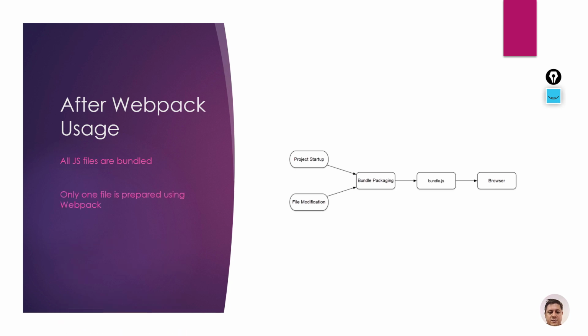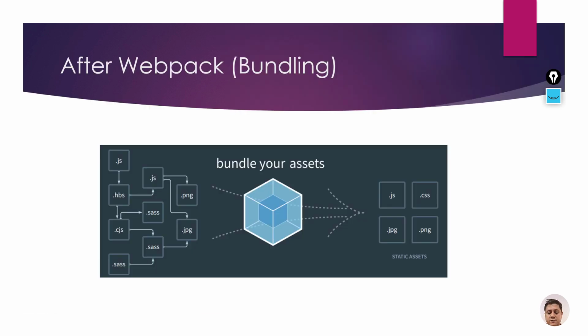I will give you an example also. So only one file is prepared using Webpack, okay, and then the file which is created is minified. This is a very beautiful thing I am telling you. Let's say the file is 500 KB, so after minification it can come down to 100 KB also, because all the comments and a few things are removed from the files. So this is how things work after Webpack.